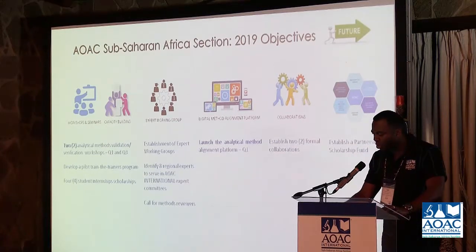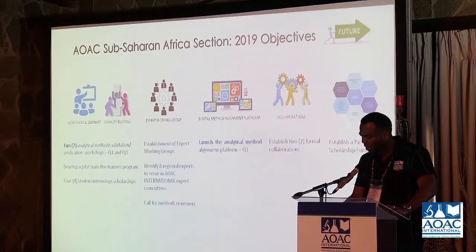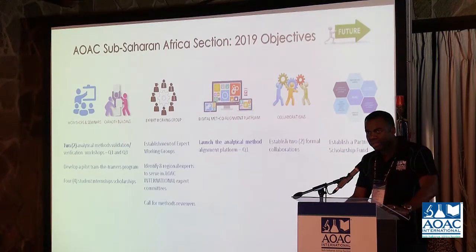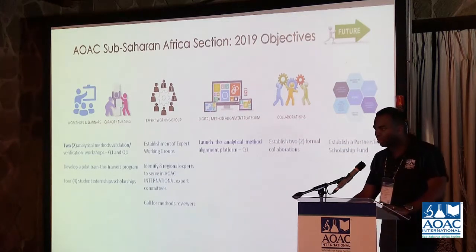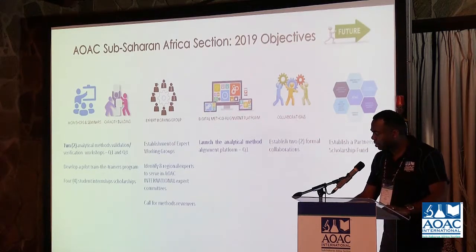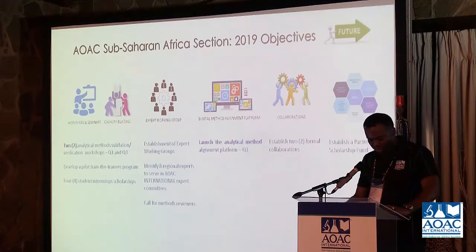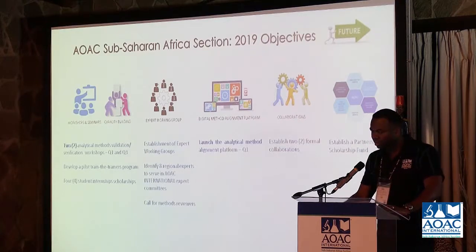We would like to develop some expert working groups for the section, and also to identify 8 experts to serve at AOAC International Committees. There's also a call for reviews and reviewers, and we will be appealing to our membership for those who are interested in taking up this type of activity. We aim to establish 2 formal collaborations to benefit from the synergies that our organizations can have in serving the purpose we gather for. And we are looking at the possibility of establishing a partnership scholarship fund.